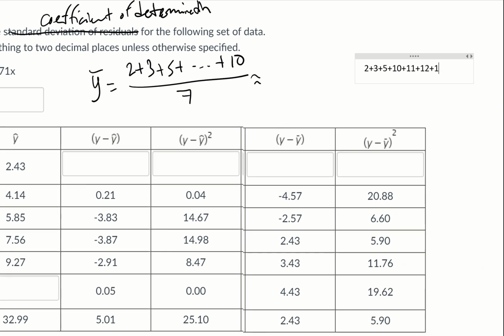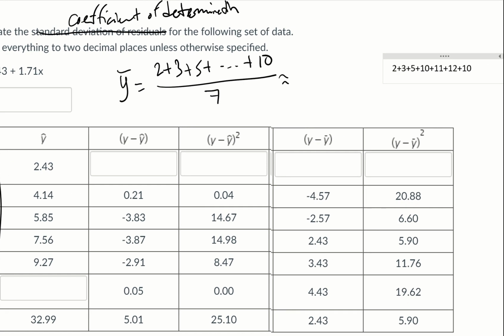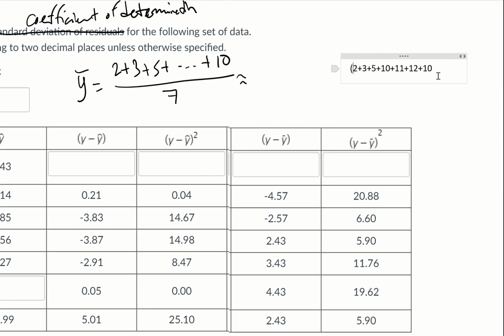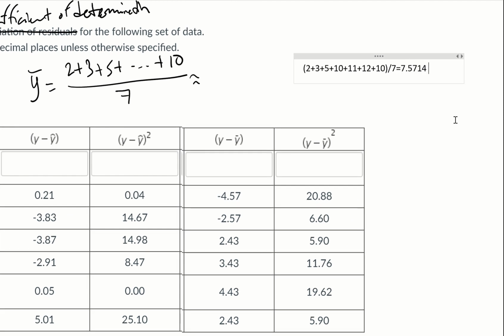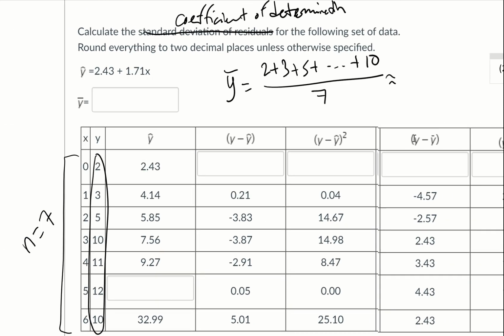If you wanted to do all this at once, remember you're going to have to put this in parentheses when you do this on the calculator and divide by 7. So we got 7.57. Okay, so we got that here. All right, so that's how you get that calculation.